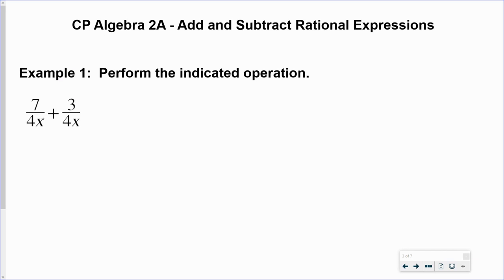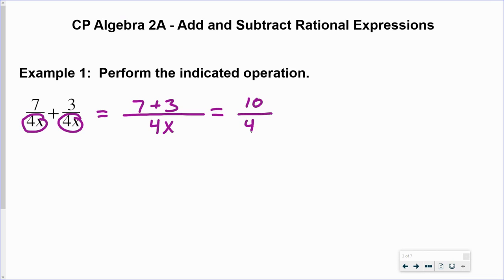If we look, 4x and 4x are exactly the same. So all I'm going to do is write this expression as something over 4x, and that something is just going to be 7 plus 3. So the answer here is going to be 10 over 4x.